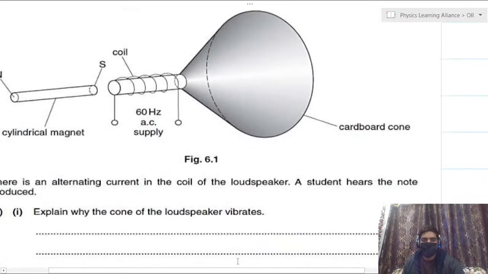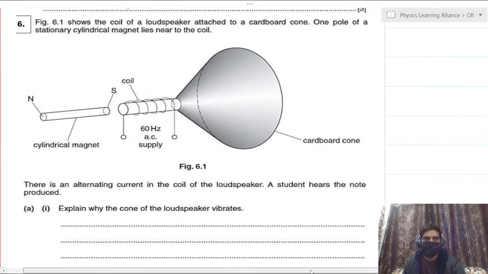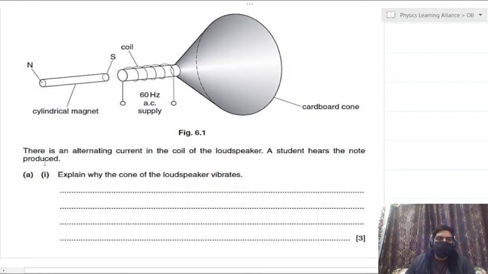All right, let's go through this one. Figure 6.1 shows the coil of a loudspeaker attached to a cardboard cone. One pole of a stationary cylinder magnet lies near the coil. There is an alternating current in the coil of the loudspeaker. The students hear the note produced. Explain why the cone of the loudspeaker vibrates.